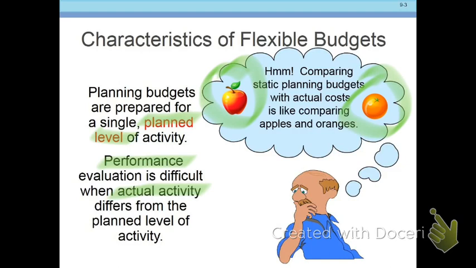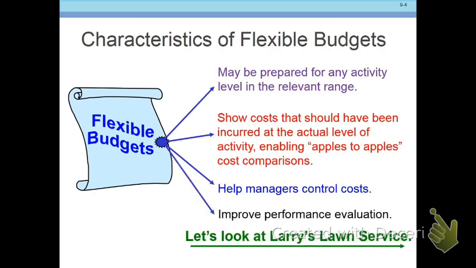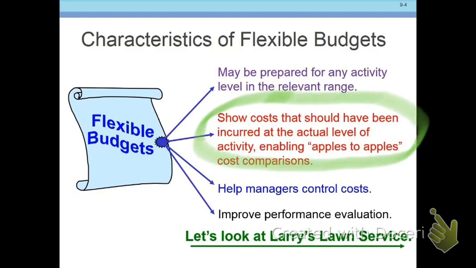And the way we're going to compare those two is by flexing the budget. So what we're going to do is take the budget and flex it and show what the costs should have been at the actual level of activity, so we can then compare apples to apples.